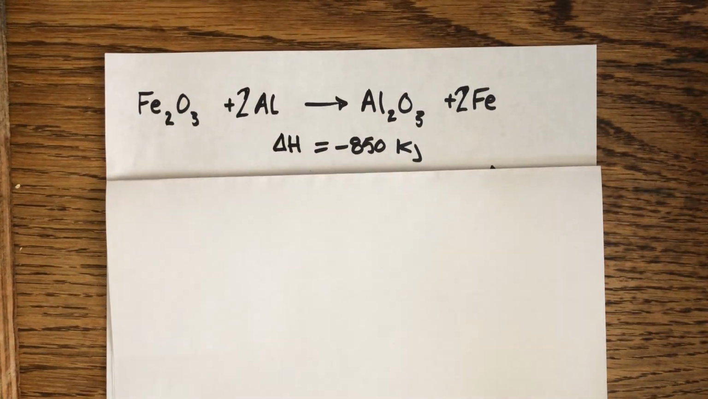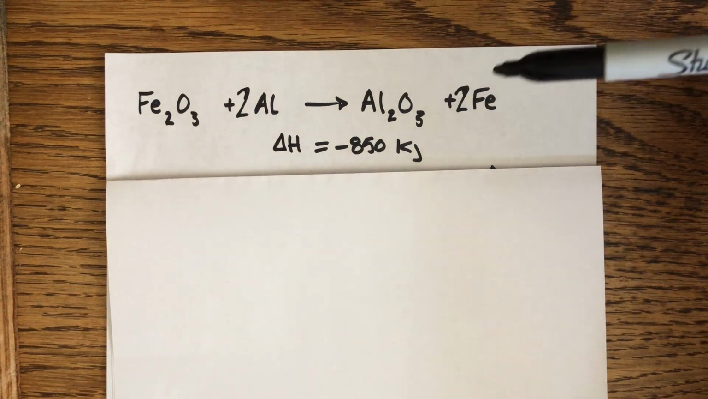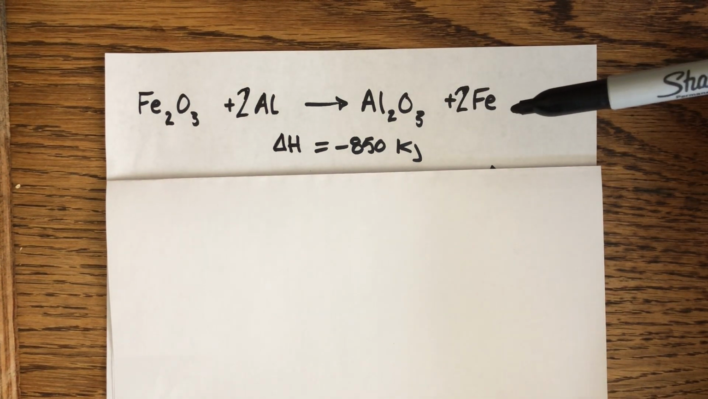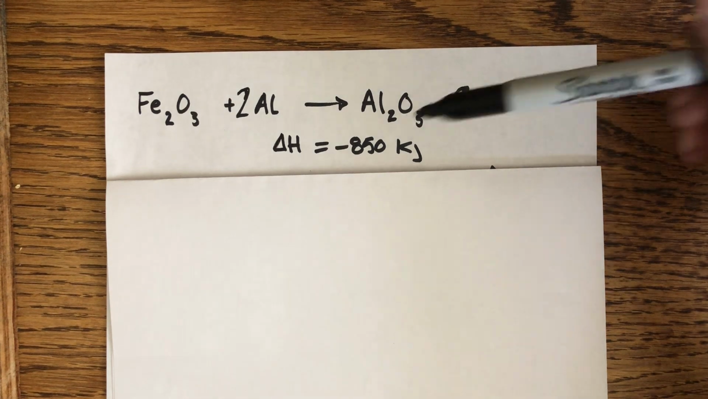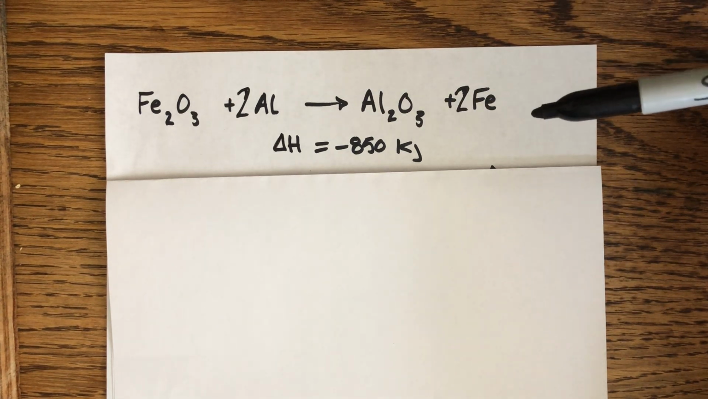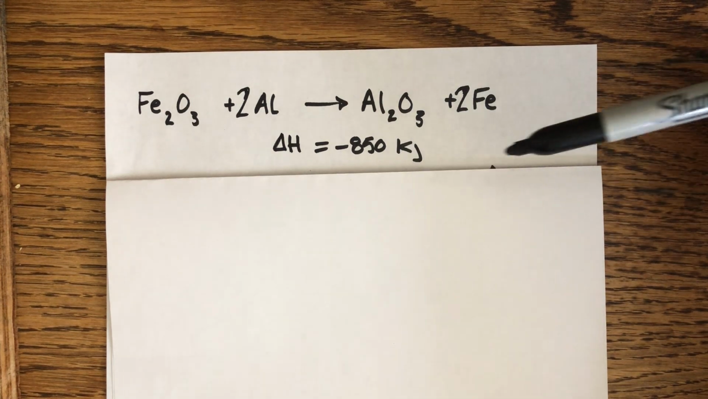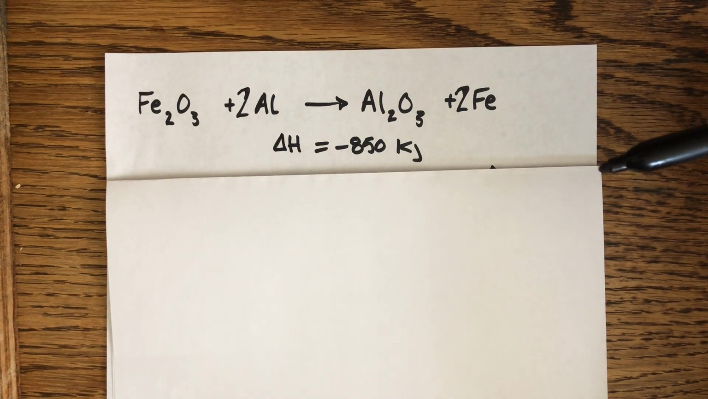This is iron oxide reacting with aluminum to make aluminum oxide and iron. And this is what you call thermite, and it is highly exothermic. This negative 850 kilojoules, that's a lot of energy being released in this reaction.